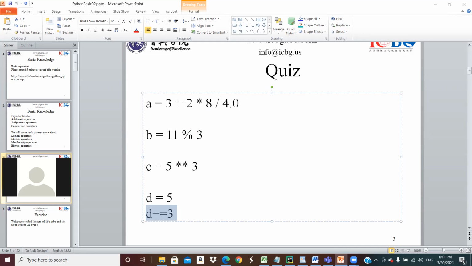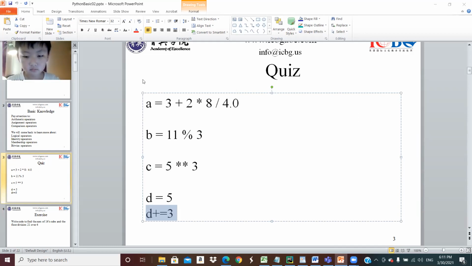Yeah, it's 5 because it says d equals 5. I think you get the right answer, but now you change the answer. Oh, okay. Sorry. I got 8 because it says d equals 5, and then d plus is like you add the value on the other side of the equal sign, so it's 5 plus 8. I mean 5 plus 3, and that equals 8. Yeah, 8 is the right answer.